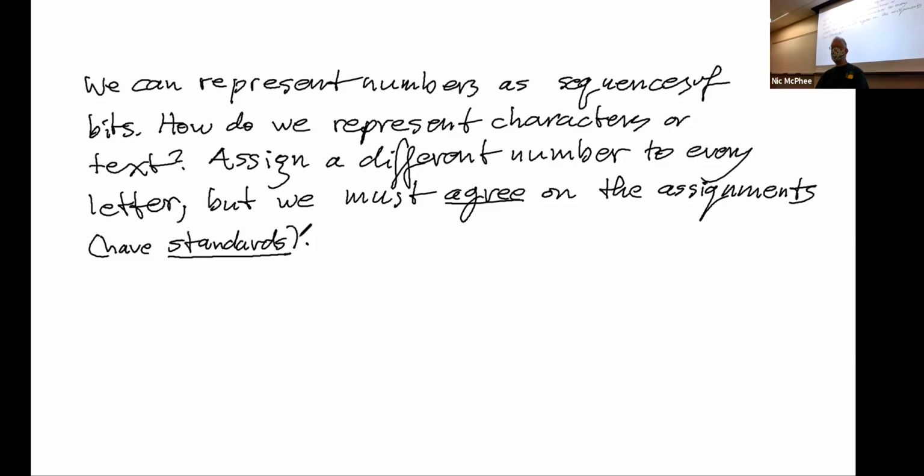IBM had one standard for assigning numbers to letters called EBCDIC. Bizarre name, only a computer scientist could love. And everybody else used a different standard called the ASCII table. And for years, there was this big fight where IBM was like, no, no, no, you should all use ours. And everybody else was like, no, you don't want to. We want to use ours.